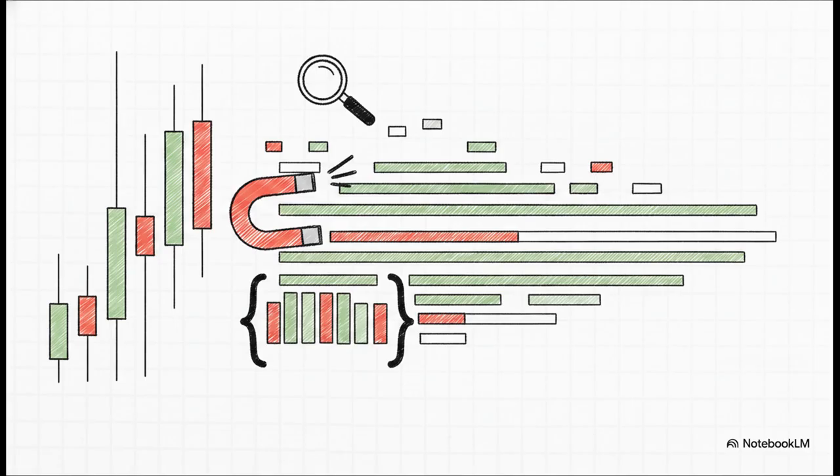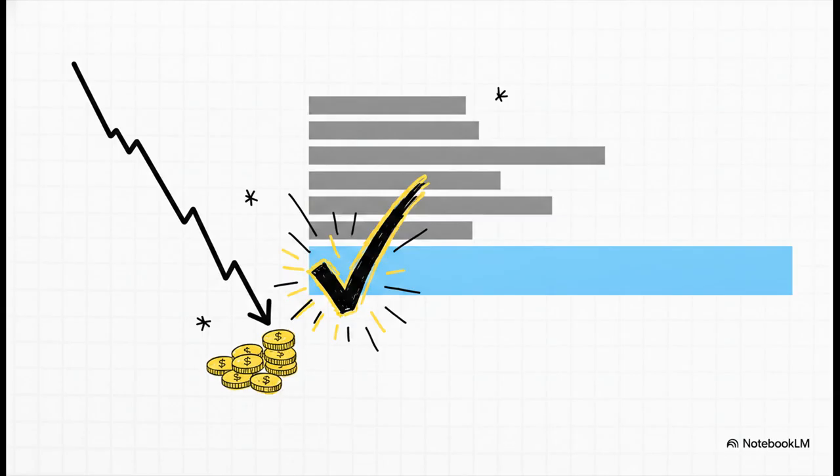Second, high volume nodes, or HVN. These are broader zones of heavy trading where market participants found a fair value. And third, low volume nodes, LVN. Areas where price moved quickly with very little volume, which often represents areas of imbalance. And this right here is why combining these concepts is a total game changer. Liquidity sweeps near the point of control provide much stronger trade confirmations.